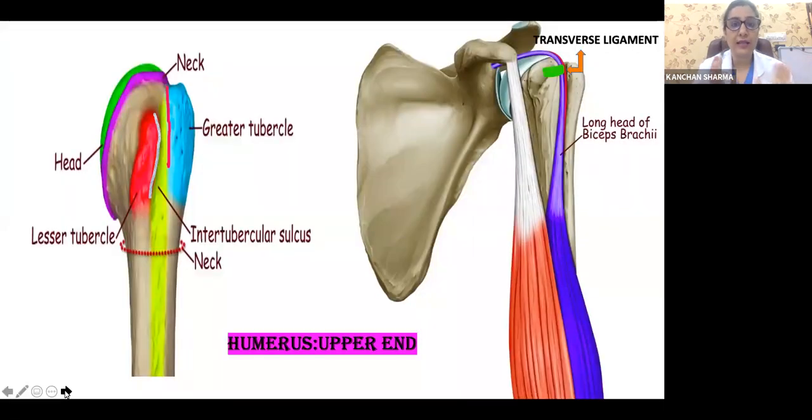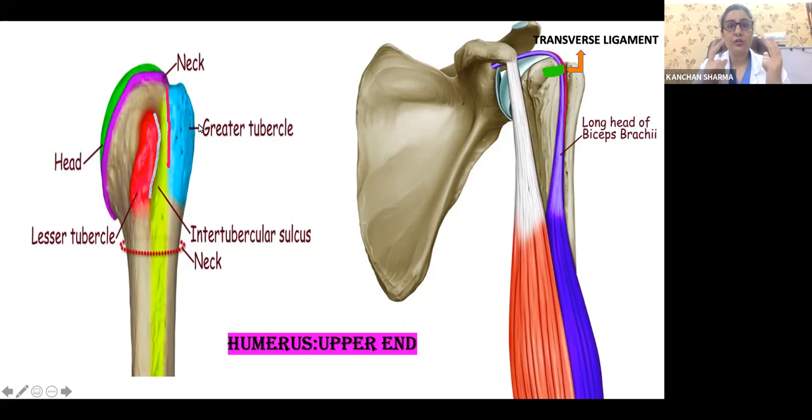So first learn the anatomy of the upper part of the humerus. The lower part I will discuss when I take your elbow joint. So this is the upper part of your humerus. We have learned that this is the head. The head is covered by articular cartilage, and that articular cartilage is hyaline cartilage. Hyaline cartilage in ultrasound is going to be homogeneously hypoechoic, so you will see this cartilage in ultrasound also. Then you have the neck.